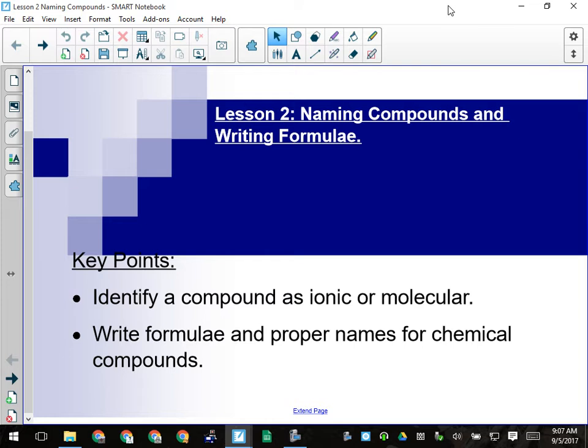We have to be able to write compounds correctly, because if we can't do that, we'll never get reactions written correctly. In chemical reactions, we have to make sure we have the same number of each kind of atom on both sides. And if I don't write the formula right on one side, I'm never going to make it balance on the other. It ends up being very, very important. It's one of those fundamental skills in chemistry that we have to have: being able to write proper formulas, read the names properly, and write the names properly. So we have to be able to identify a compound as ionic or molecular, and write the formula and proper names.